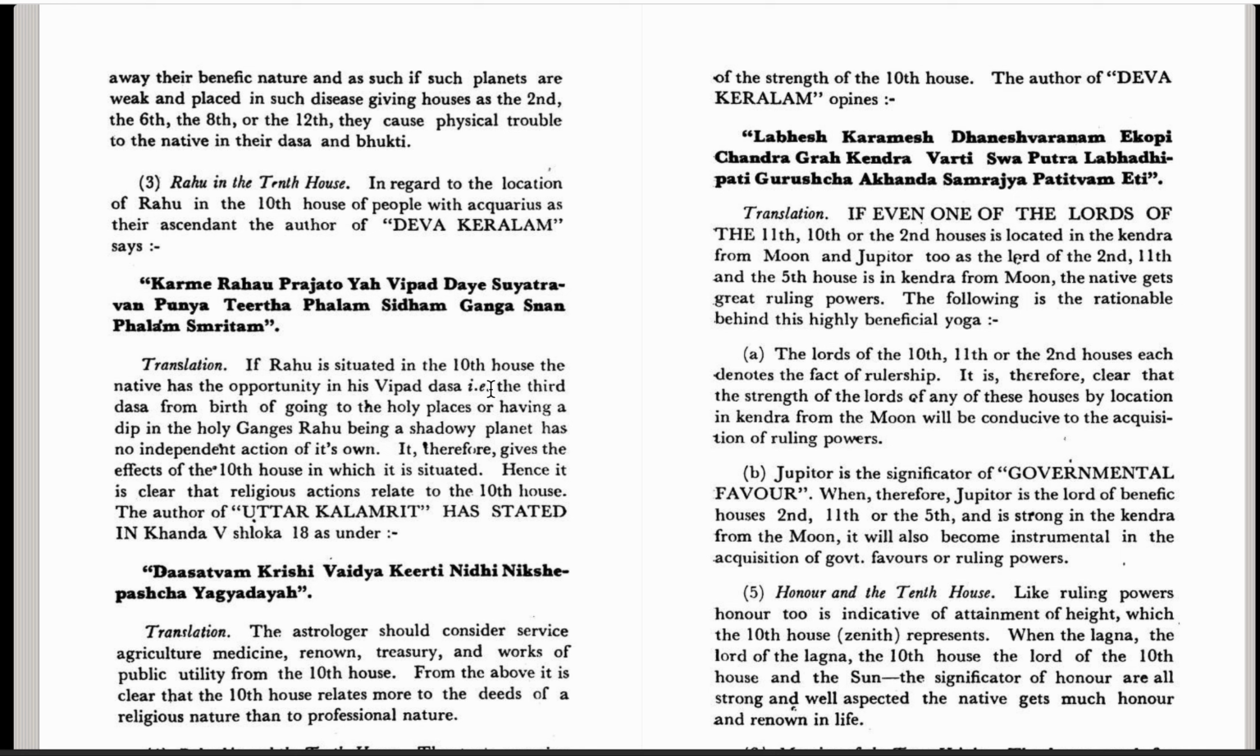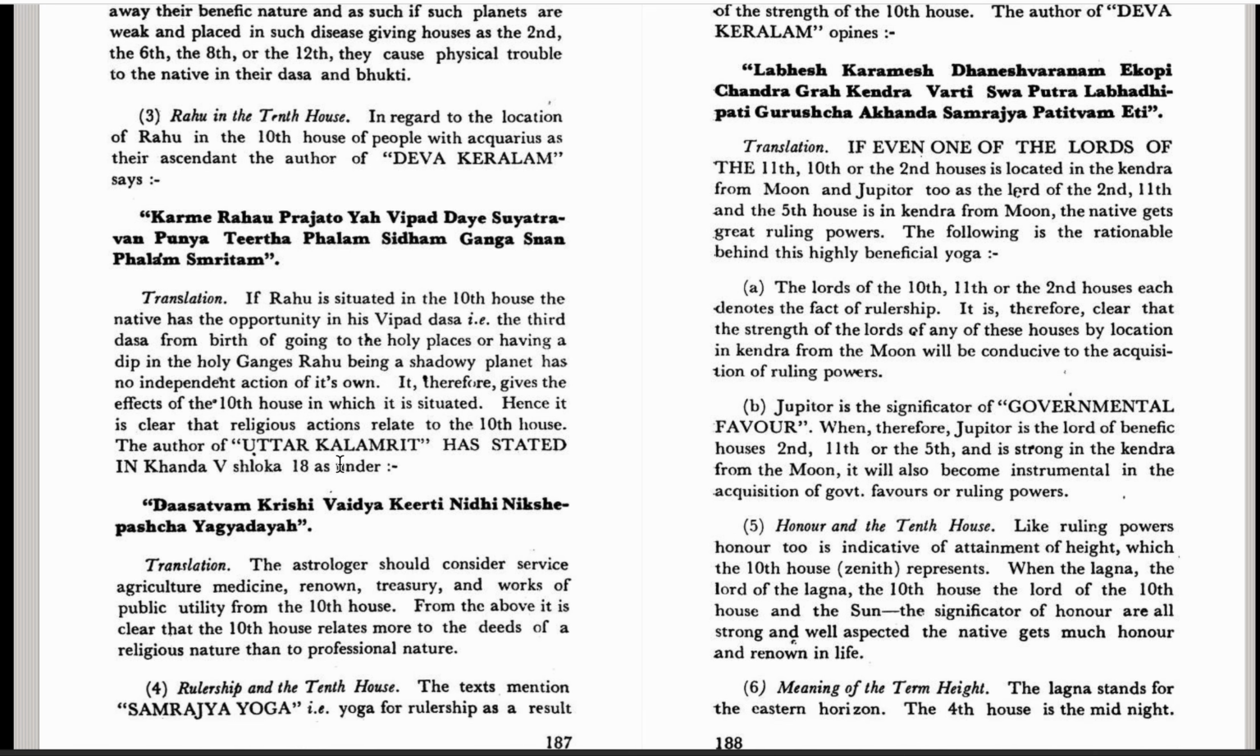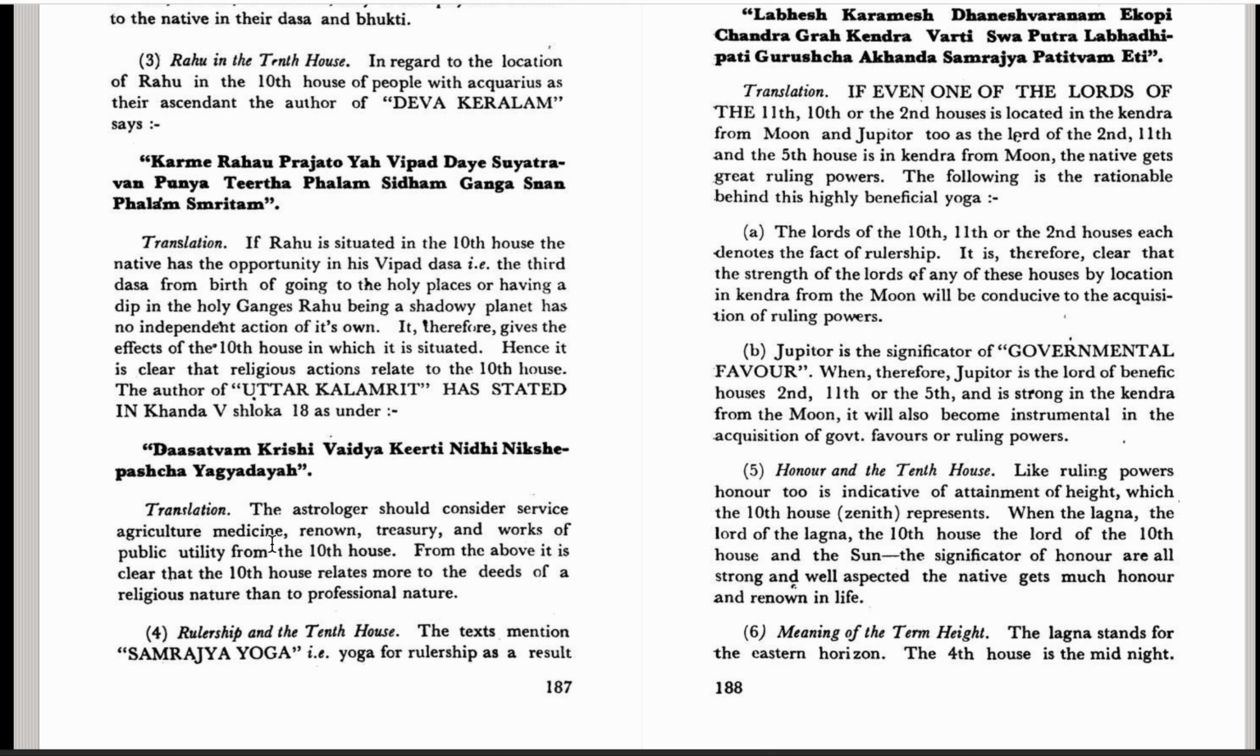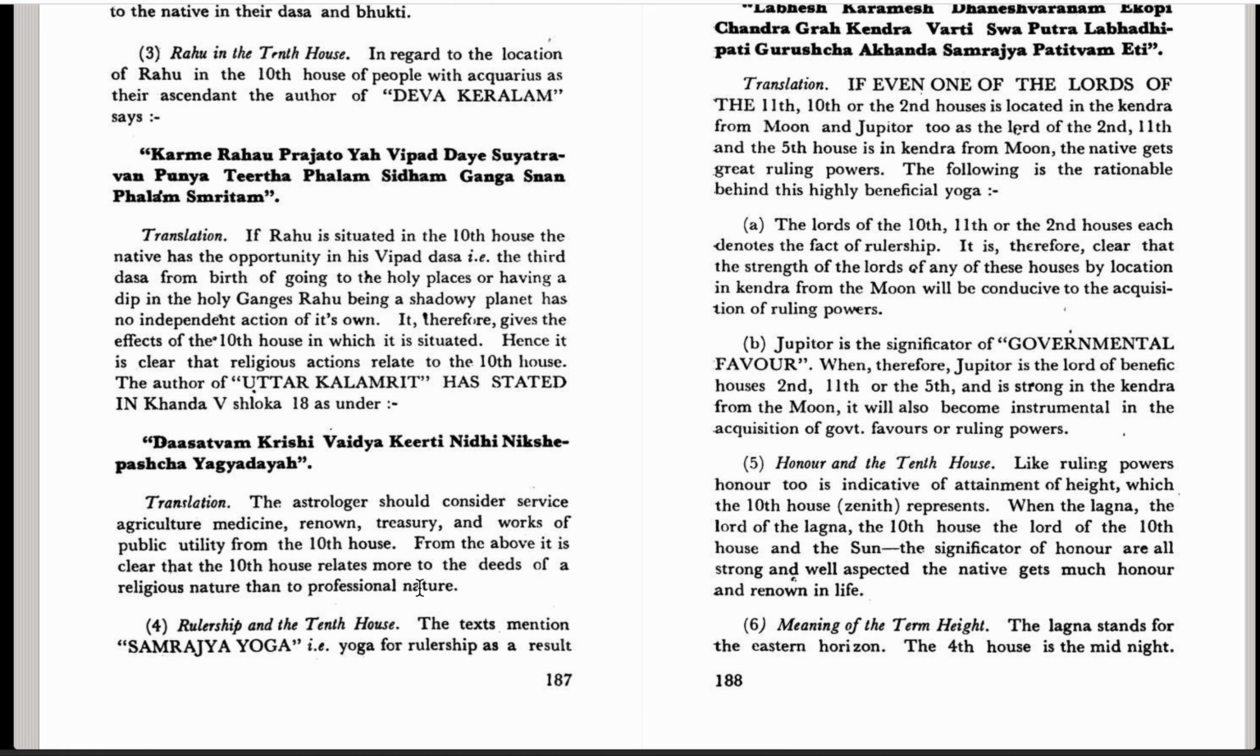If Rahu is situated in the 10th house, the native has the opportunity in his Vipad, that is the third dasha from the birth, of going to holy places or having a dip. So, Dasha should consider service, agriculture, medicine, renown, treasury, and works of public utility from the 10th house. From the above, it is clear that the 10th house relates more to deeds of a religious nature than to professional nature.